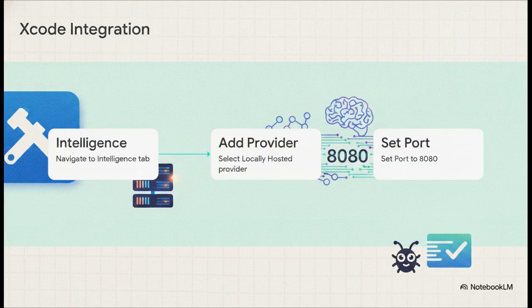You can even bake this directly into Xcode. If you've got your MLX server running, remember step 2, you simply open Xcode settings, hit the Intelligence tab, select Add Chat Provider, pick Locally Hosted, and type in port 8080. Boom! Your local AI is embedded right in your IDE. You can introduce a bug, ask the model to fix it, and in seconds, it reads your project files, gets the context, and writes the targeted fix. And again, your proprietary code literally never gets transmitted over the internet.